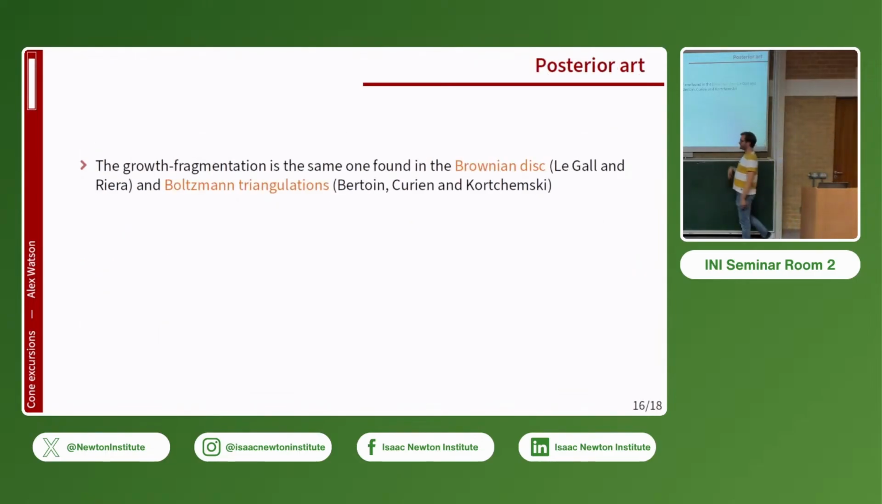Okay, so a quick look back then on the literature and our relation to it. The growth fragmentation that we found is exactly the same one that was found in the Brownian disk by Le Gall and Riera, and in this Boltzmann triangulation framework by Bertoin, Curien, and Kortchemski. Like I said before, what we do, the actual construction, is not analogous, right? I think because what they are doing is, like I said, this metric exploration from the boundary, so points at a fixed distance from the boundary, and what we are doing is more like a percolation exploration of the space. But that's very heuristic, at least for me.